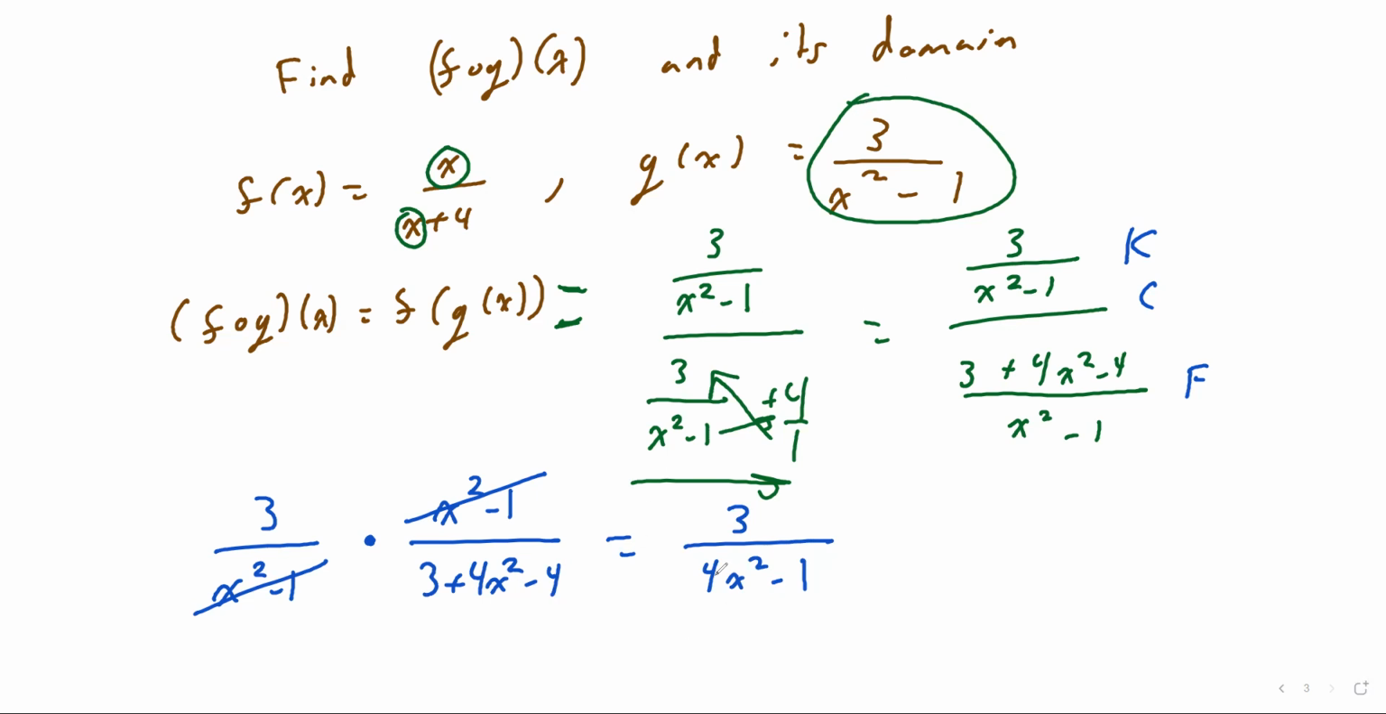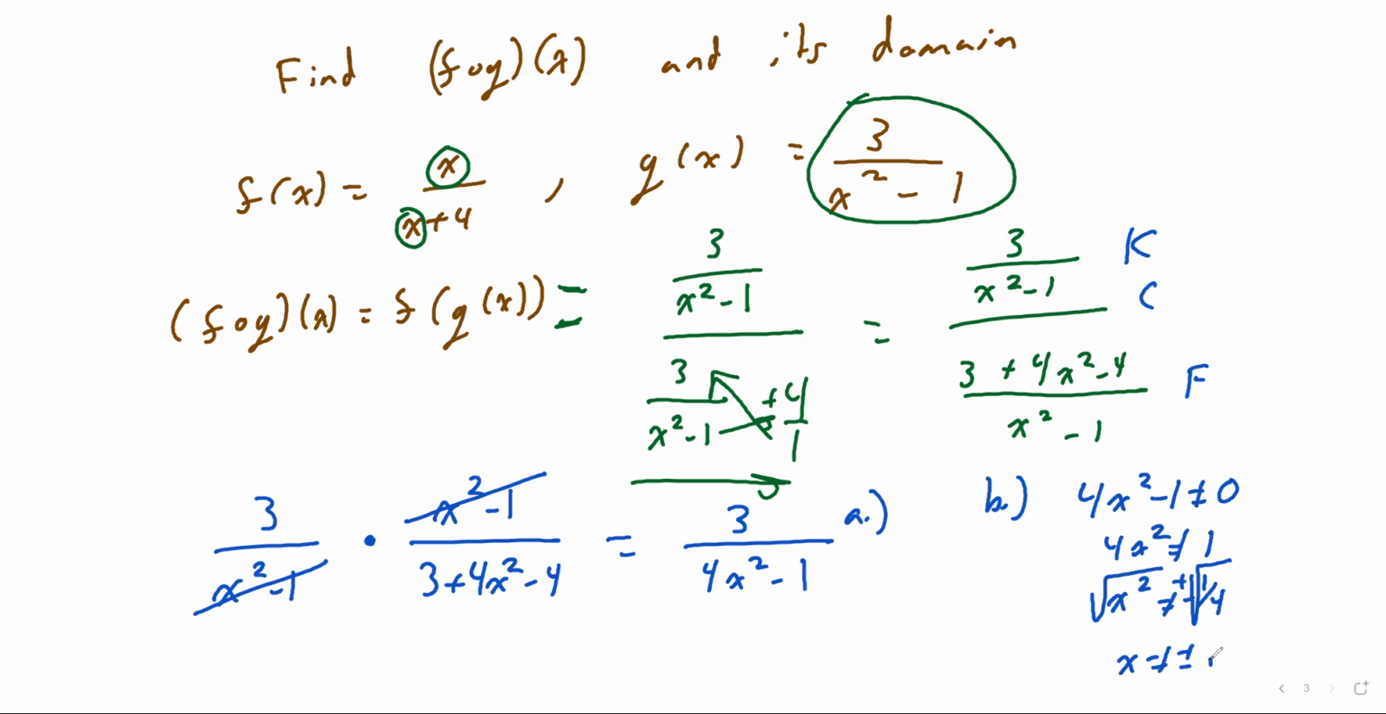But to find the domain, remember on a fraction, the denominator can't equal 0. So this is the first part. The second part, to find the domain, we'll set the denominator to not equal 0 to figure out what x cannot be. So I'll add 1 and then divide by 4. I get 1/4. And then the square root of that gives me, well, remember when I take the square root of something, don't forget the plus or minus. That's going to give me plus or minus the square root of 1/4. But the square root of 1 is 1, and the square root of 4 is 2. So that's plus or minus 1/2.